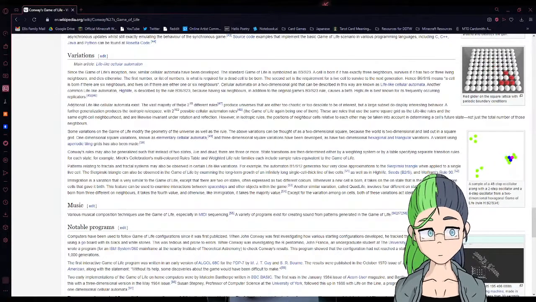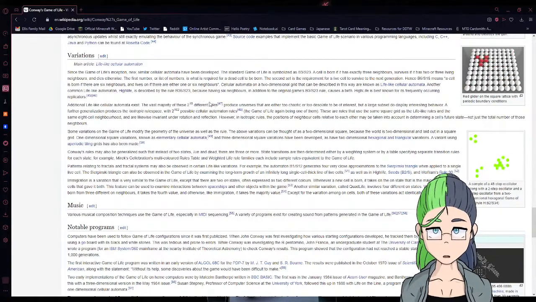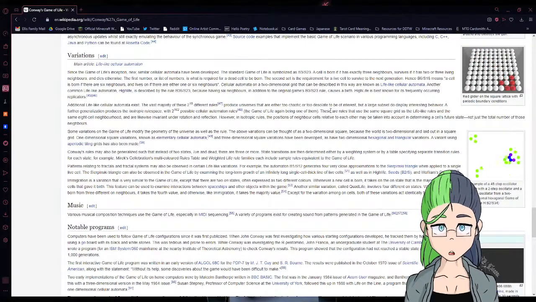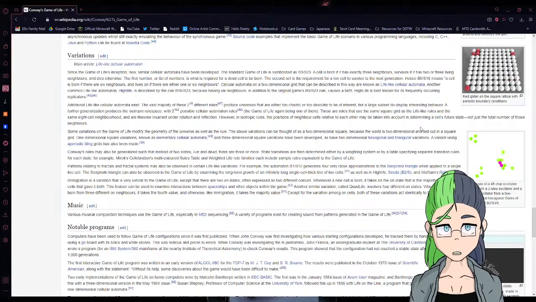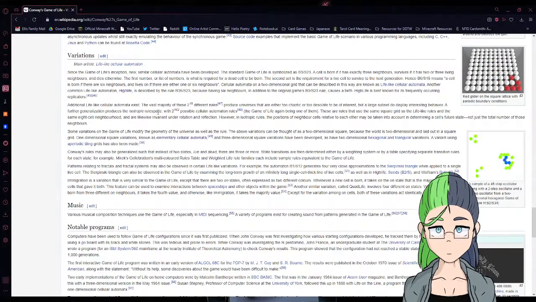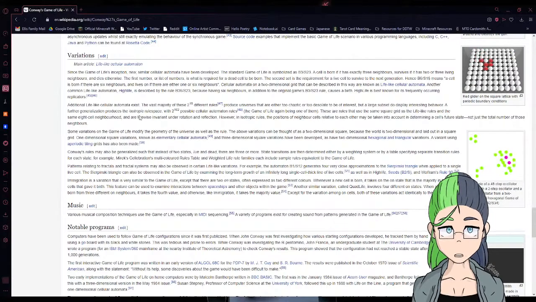Alright, let's see, additional life-like cellular automata exist. Many of these rules produce universes that are either too chaotic or too desolate to be of interest, but a large subset do display interesting behavior. Further generalization produces isotropic rule space, Game of Life being one of them. These rules are similar to a square grid.